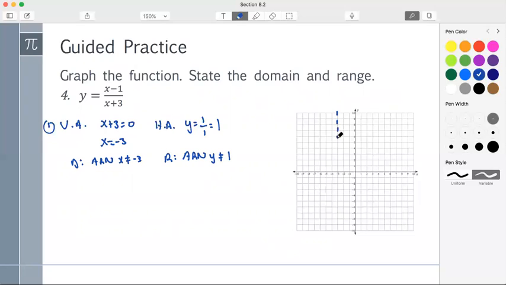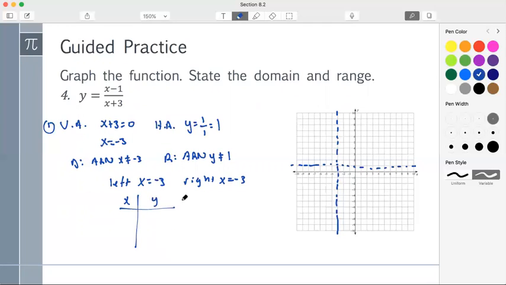I like to plot those asymptotes. All right, those are my asymptotes. And then again, I have left of x equals negative 3, and I have right of x equals negative 3, x and y coordinates. All right, so I picked negative 7, I got 2, I picked negative 5, I got 3, I picked negative 4, and I got 5. I picked negative 2, I got negative 3. I picked negative 1, I got negative 1. I picked 0, and I got 1.